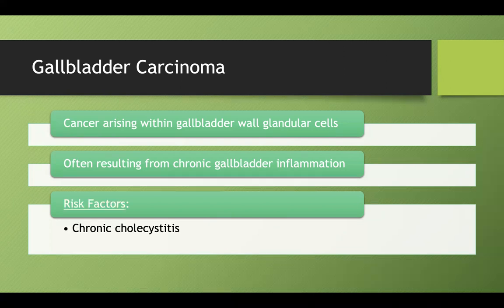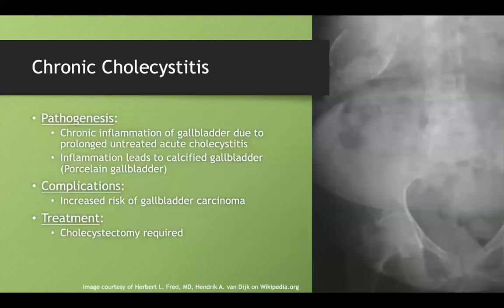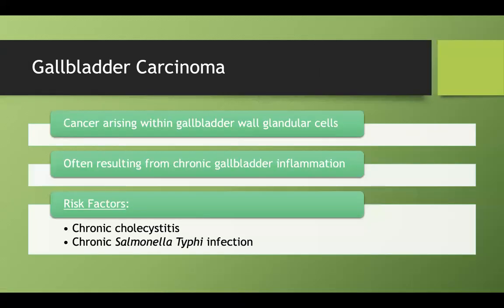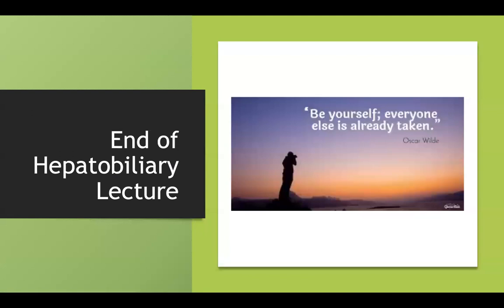The risk factors for this is chronic cholecystitis, which we talked about earlier. And here's our picture of chronic cholecystitis with our porcelain gallbladder up here. And just remember that all this chronic inflammation increases your risk of gallbladder cancer. Another risk factor that they sometimes test is Salmonella typhi that can reside in your gallbladder, and so that can also cause gallbladder carcinoma over time.